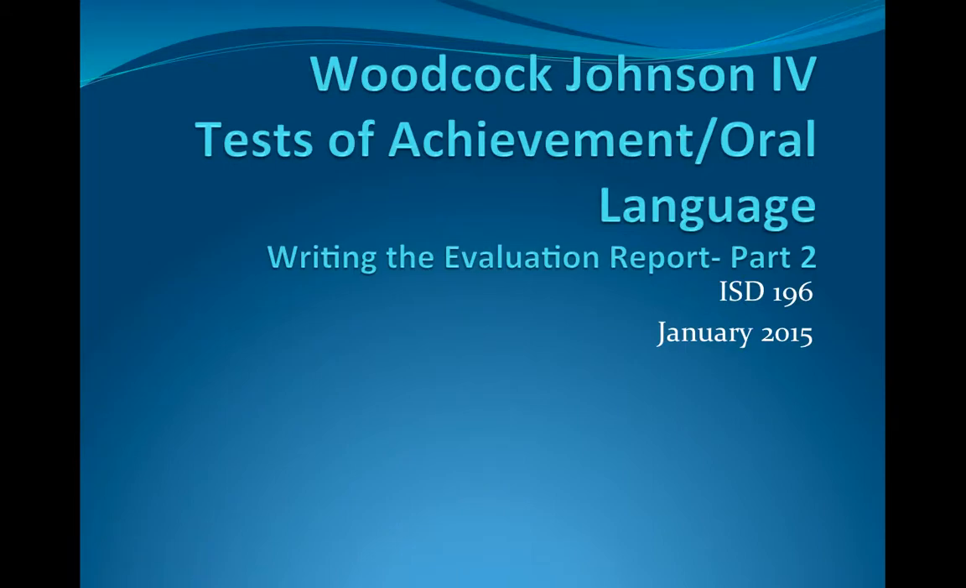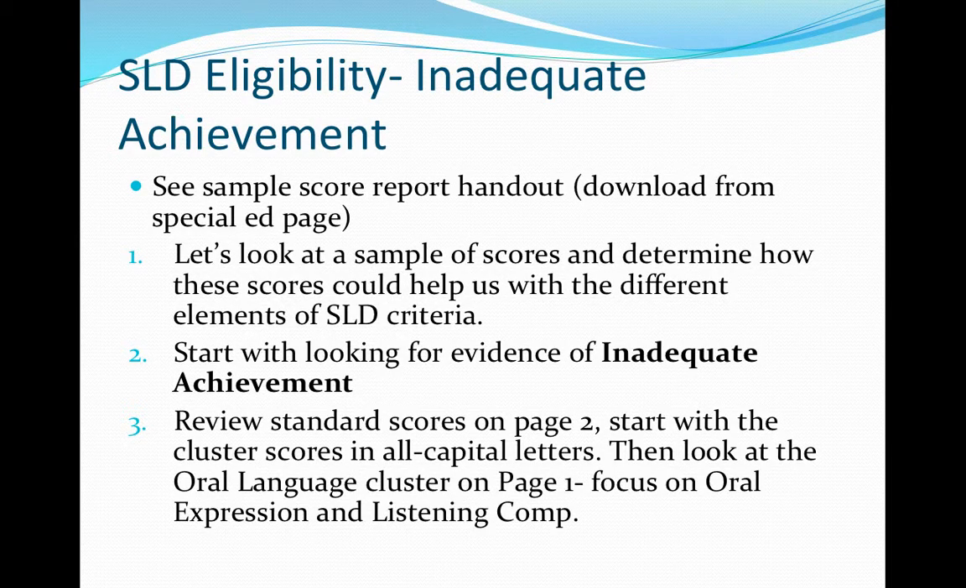This webinar continues our discussion of using the WJ for achievement and oral language results to write the eligibility sections of your evaluation report. We will begin with writing up eligibility for this category of specific learning disabilities. The first area of SLD eligibility is inadequate achievement.